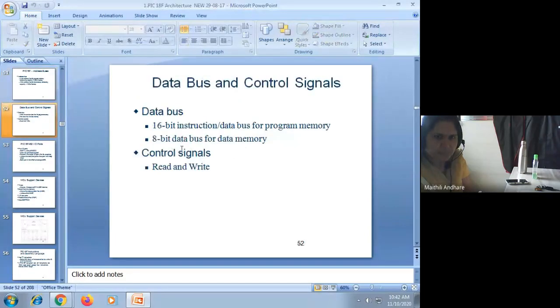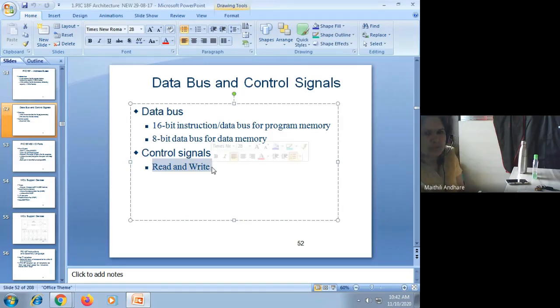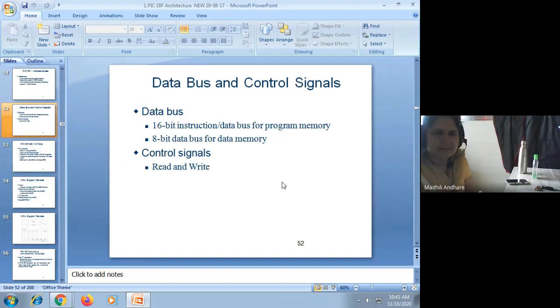Okay. Then the data bus: 16-bit data bus for the program memory and 8-bit data bus for the data memory. Mostly used control signals are read and write. So these are the address bus and data bus.